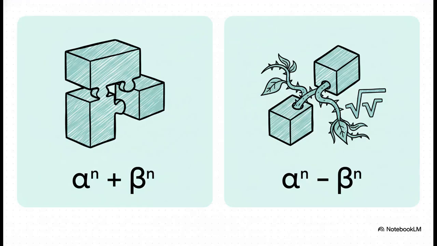Well, here it is, laid out side by side. On the left, you have everything we've worked on today, expressions built on the sum of powers, and they all turn into simple polynomials. But on the right, if you try to work with the difference of powers, like alpha to the n minus beta to the n, something totally different happens. You need a new ingredient.